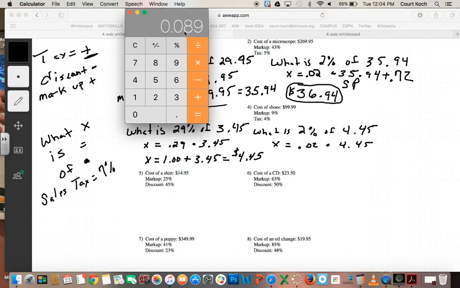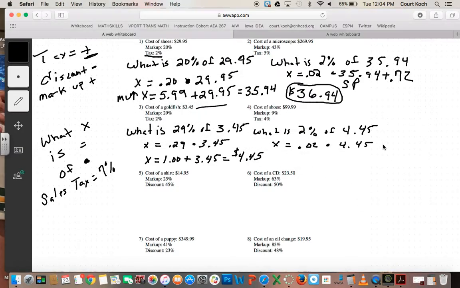This is not 89 cents. Tenths and hundredths. I round to the hundredths. This is an 8. This is a 9. 9 is a power-up number. Tells 8 to round up to a 9. So 0.09. There is 9 cents tax in this problem.